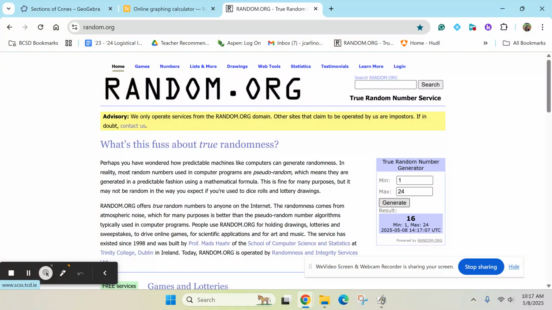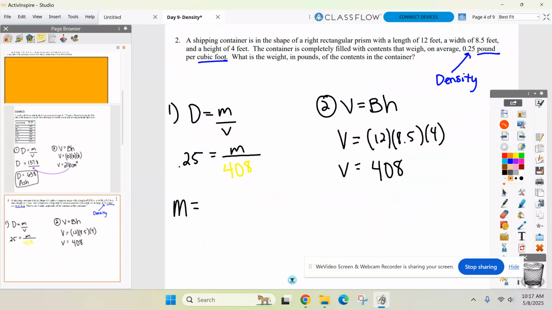What is the mass of this container when you're ready? Catherine, when you're ready. 102 pounds. LBs, everyone. 102 LBs. Yep. Questions? Yes. Don't you need to half the volume? Why half the volume? Because the base is a triangle. Oh, never mind. Yep. Not yet. Just a rectangle.